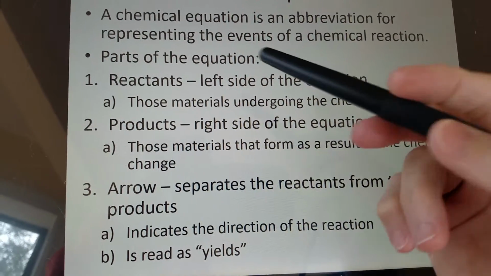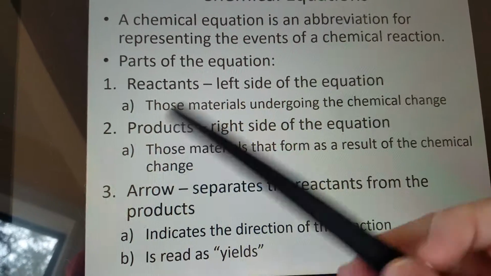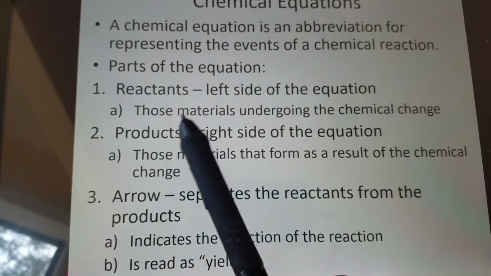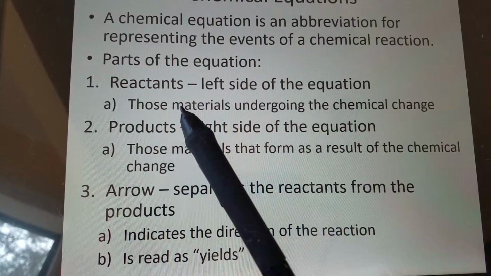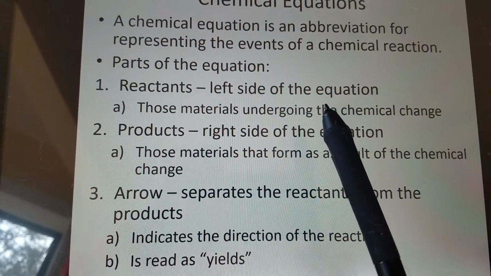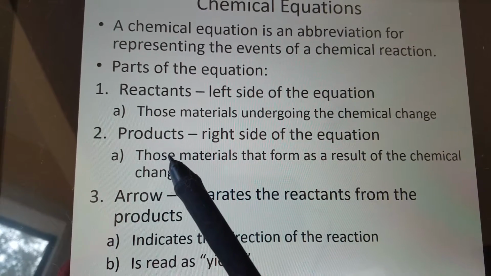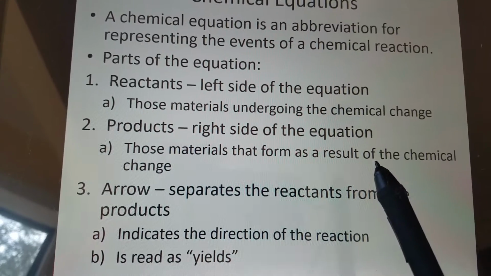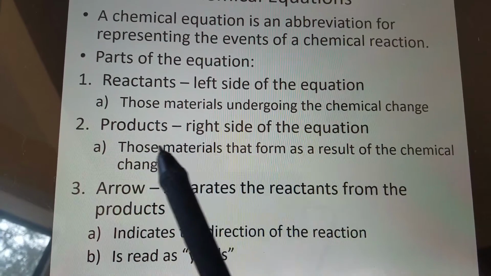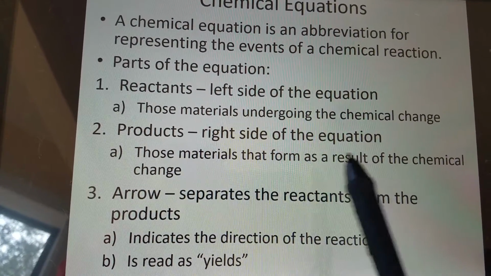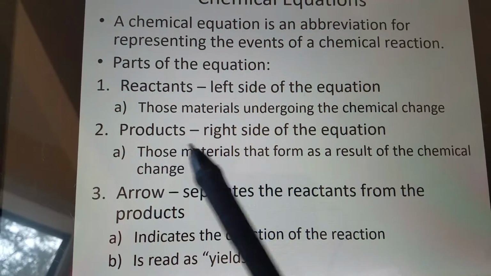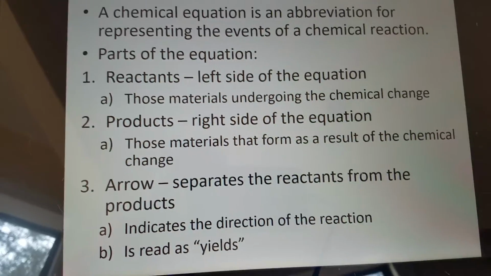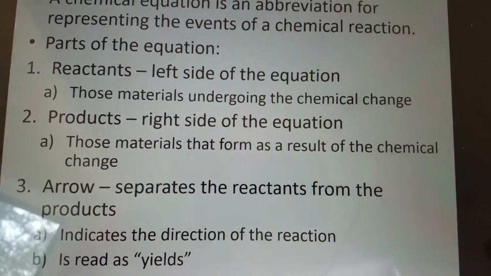These are the different parts of the chemical equation. Whatever you begin with, or whatever materials are undergoing the chemical change, are called the reactants, and they appear on the left side of the equation. Your materials that are formed as a result of this chemical change are called your products, and these will appear on the right side of the equation. You may only have one product, you may only have one reactant. It just depends on the type of reaction, which we'll talk about a little later.